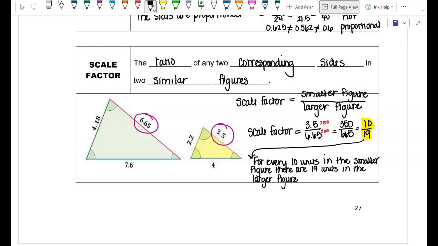Now, the scale factors that we were using in dilations, one of them we used a scale factor of 3, which meant it was really a 3 over 1. So for every 3 units in one figure, it was 1 unit in the other. Any whole number, remember, can be turned into a ratio by putting it over 1.